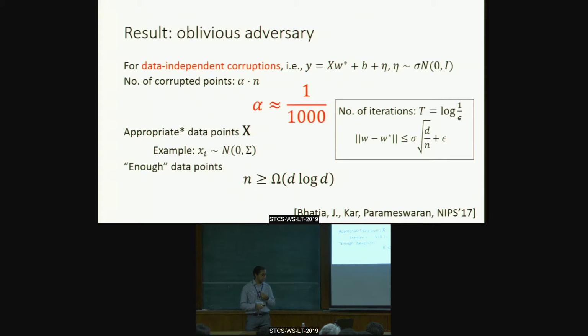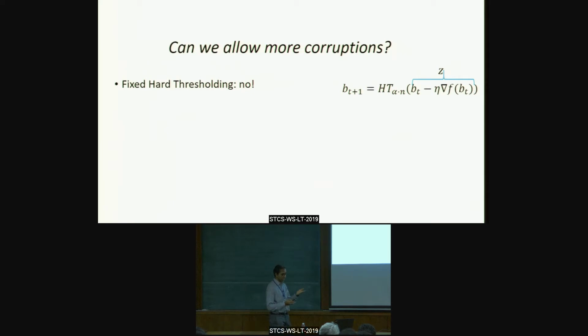The question that arises here is that we are restricting our fraction of corruptions to be a constant, let's say 1 by 1000. Can you do better, given that the adversary is oblivious? Can we increase the fraction of corruptions to maybe almost 1? That is, everything is corrupted except for a small number of points.